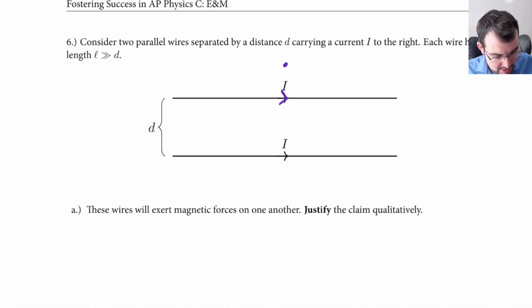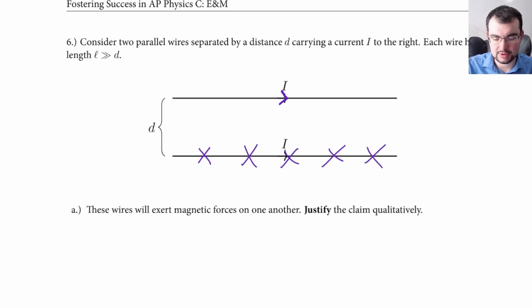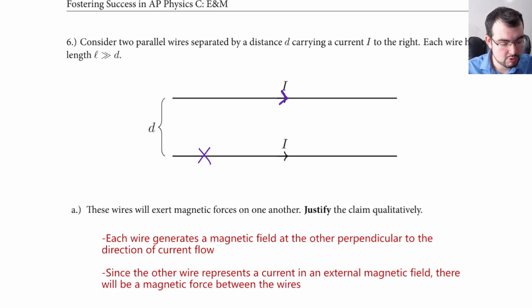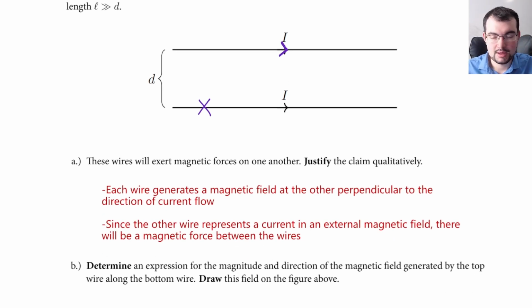So actually, the top wire would exert a magnetic field, or generate a magnetic field pointing into the screen at the location of the bottom wire. So what that means is that this bottom wire is placed in a magnetic field. And what is a wire? Well, a wire is a set of charge carriers. So each wire generates a magnetic field at the other. And since the other wire is carrying current, we have charge carriers placed in a perpendicular magnetic field, so we will get a force. So let's do that.